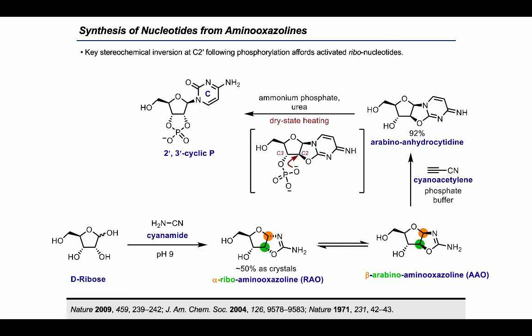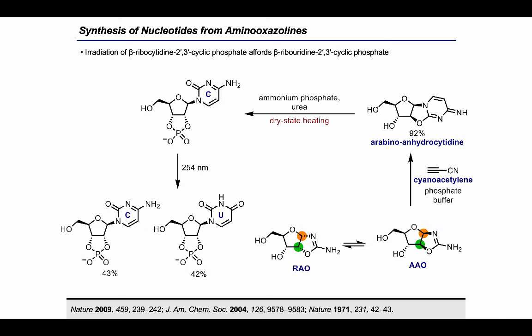However, let's return to our current problem of how we can make RNA from these anhydrocytidines. So, in the forward sense, getting from an anhydrocytidine to a 2'3' phosphate, it was found that a dry state phosphorylation that uses ammonium phosphate and urea afforded the cytidine 2'3' cyclic phosphate in 32% yield. This reaction works because the attack of the phosphate on the 3' alcohol into the 2' carbon of the anhydronucleotide inverts the stereochemistry at this center and provides the correct stereochemistry for a canonical nucleotide.